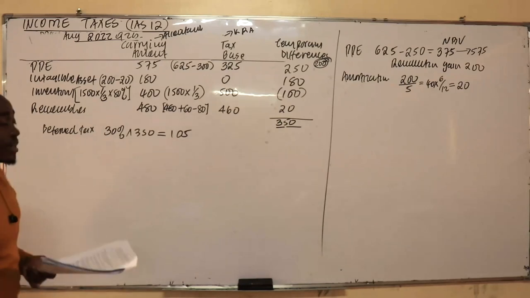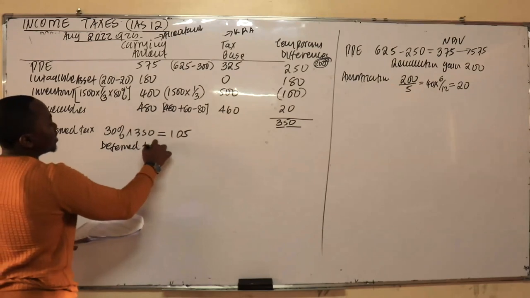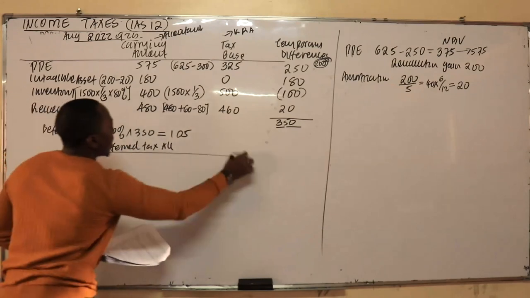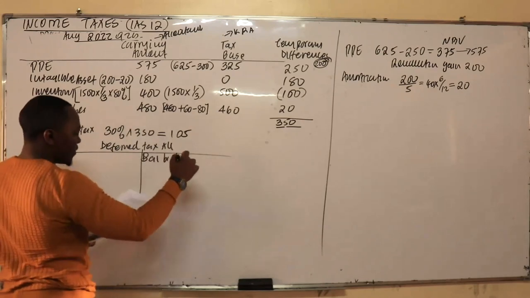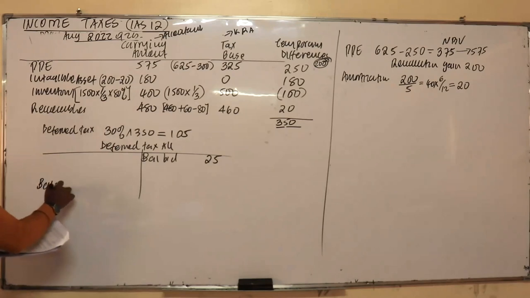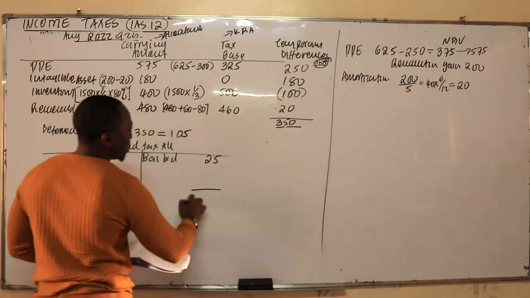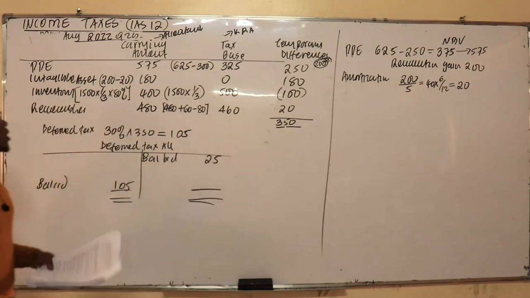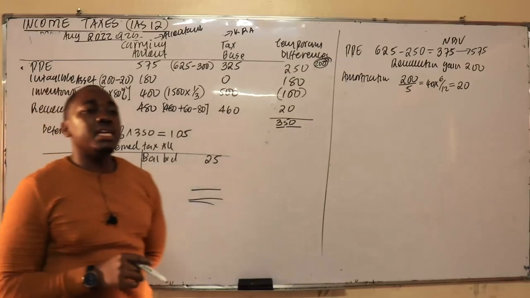The deferred tax account. So, deferred tax account. Balance brought down, note number five, was an amount of 25. Then we have the balance carried down 105. Then you factor in revaluation changes for PPE and available for sale. The only thing we had was PPE. How much was the revaluation as a result of PPE?